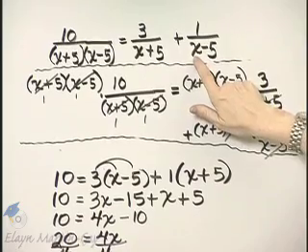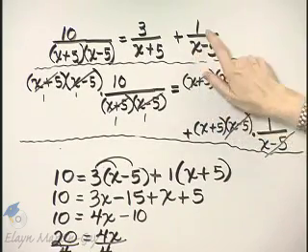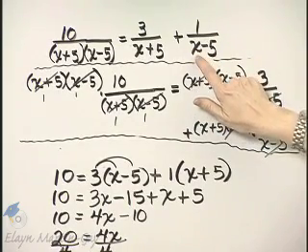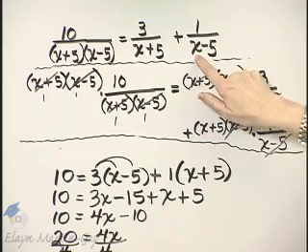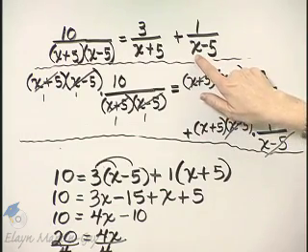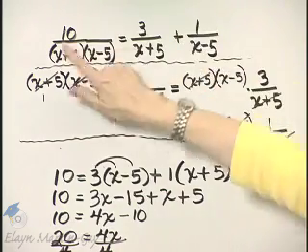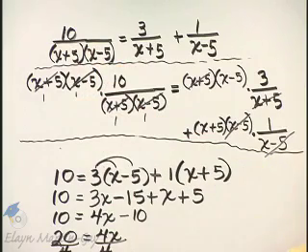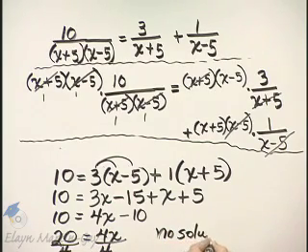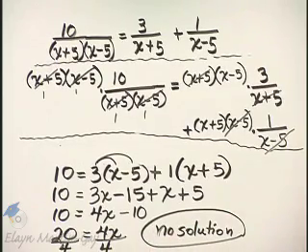Look at your rational expression here. If x is 5, you have 1 over 5 minus 5. That's 1 over 0, which is undefined. Now, that only has to happen once, but in fact, it occurs here also. This does not check. x cannot be 5, which means this equation has no solution. This equation, in fact, has no solution.